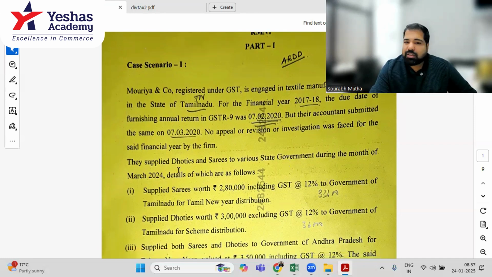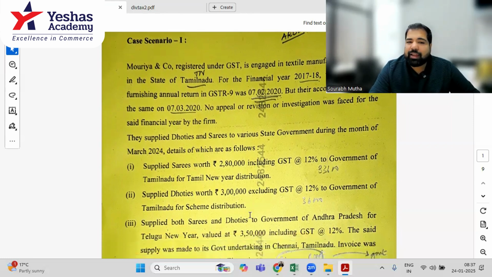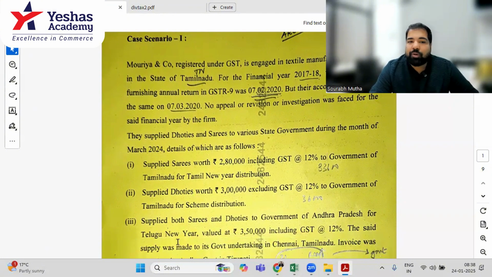They supplied dhotis and saris to various state governments during the month of March 2024, details of which are as follows. They supplied saris worth 2,80,000, including GST at 12% to the government of Tamil Nadu for Tamil Nadu New Year. So if this is more than 2,50,000 after removing GST, then we'll have to see. Then he supplied dhotis worth 3 lakh excluding GST to the government of Tamil Nadu. On this, definitely there will be TDS.